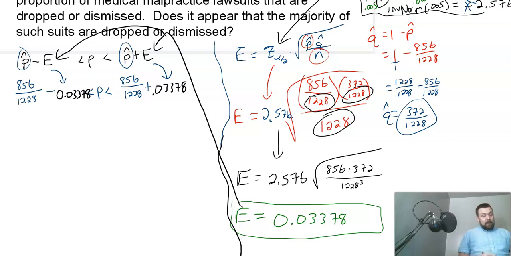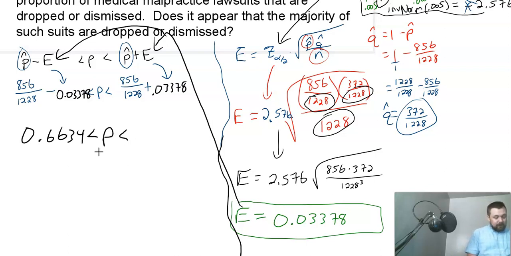Now I'm going to take that fraction and plug it into my calculator: 856 divided by 1228 minus that margin of error. And I get 0.6634 as the lower estimate. Then 856 divided by 1228 plus the margin of error, 0.03377976679. I'll just type the whole thing in since it's on my calculator. And I get 0.7308.